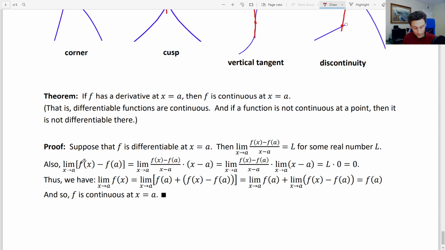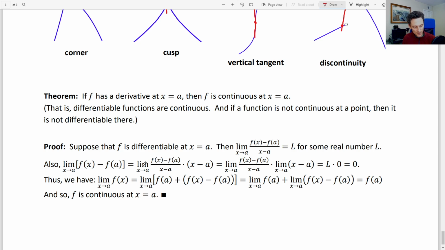Also, if we take just the top part, the limit as x approaches a of f of x minus f of a, and manipulate the inside so that we multiply the top and the bottom by x minus a. So here what we're doing is trying to figure out what the difference is between f of x and f of a. This is going to help us figure out if f is continuous at x equals a. So we're going to multiply the top and the bottom by x minus a, and that introduces this limit of the difference quotient that we know is equal to L.